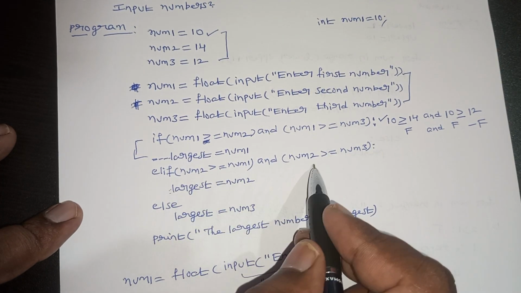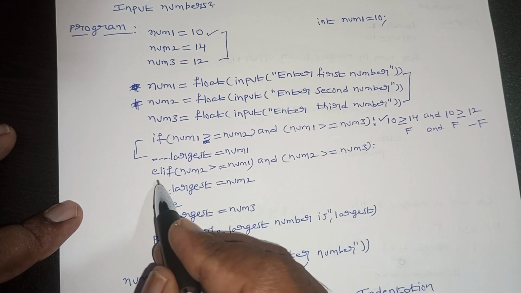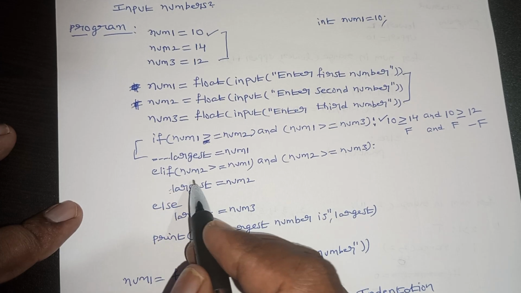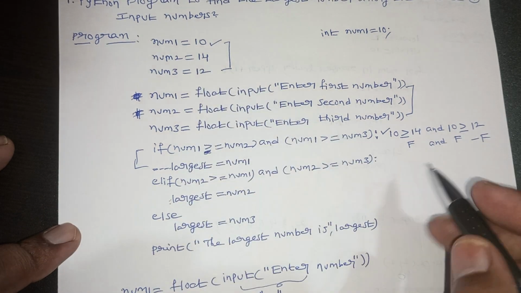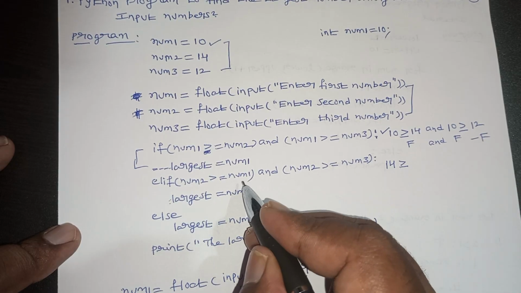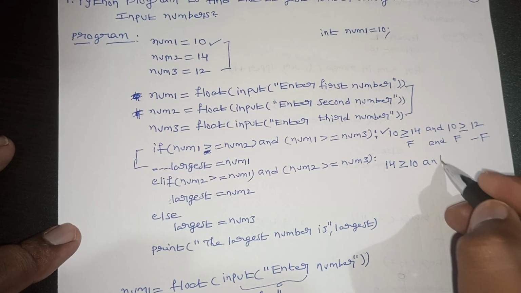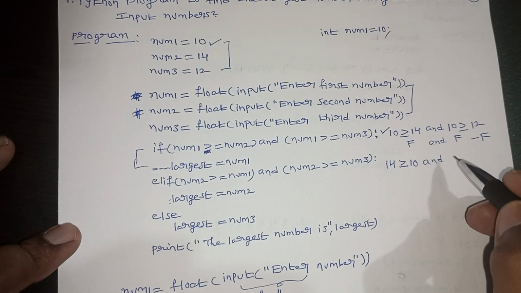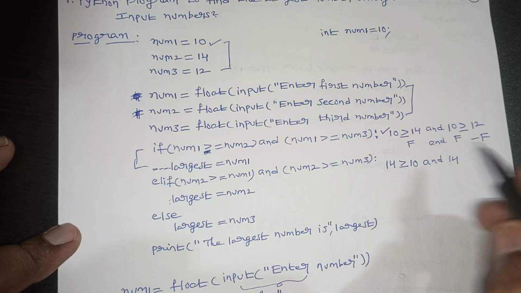Now I have to come to the second condition. If you want to take a second condition, I have to take elif, nothing but else if, as in the C programming language. Now check this condition. num2 is 14, greater than or equal to num1, which is 10, and num2, again 14, greater than or equal to num3, which is 12.